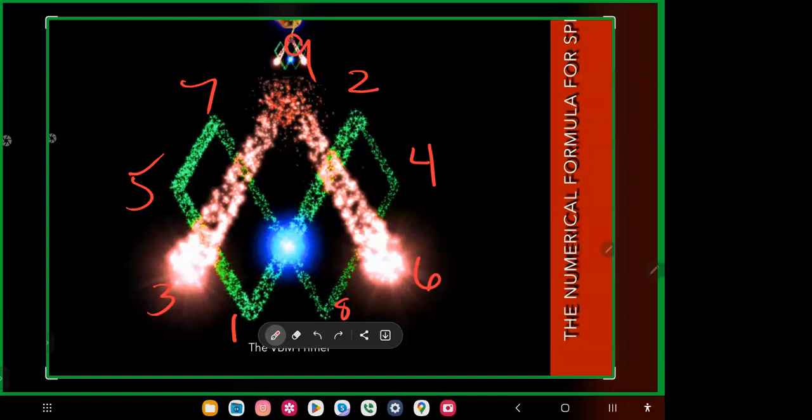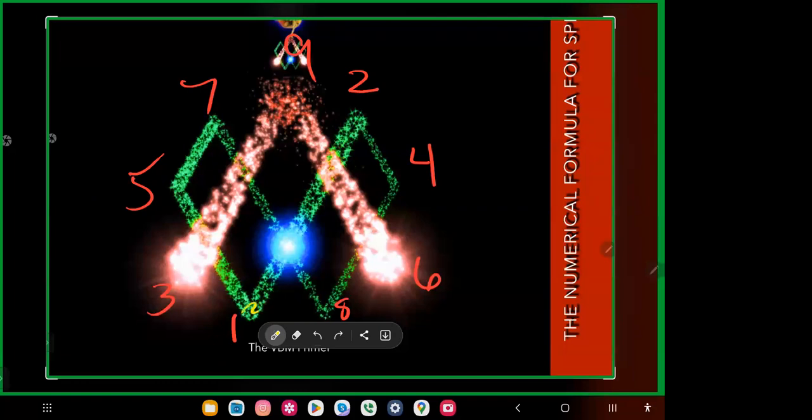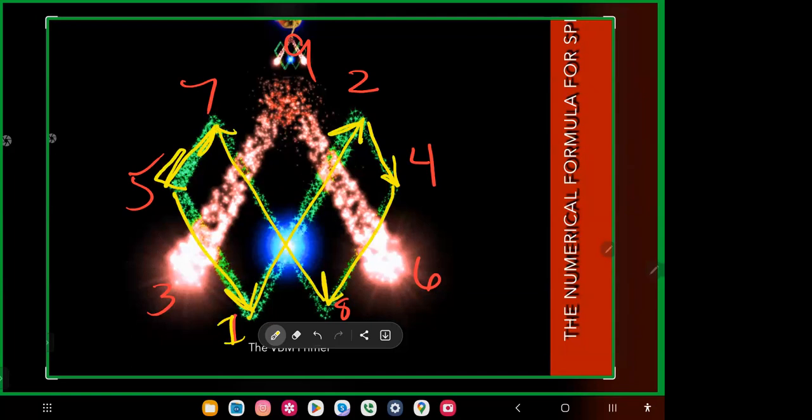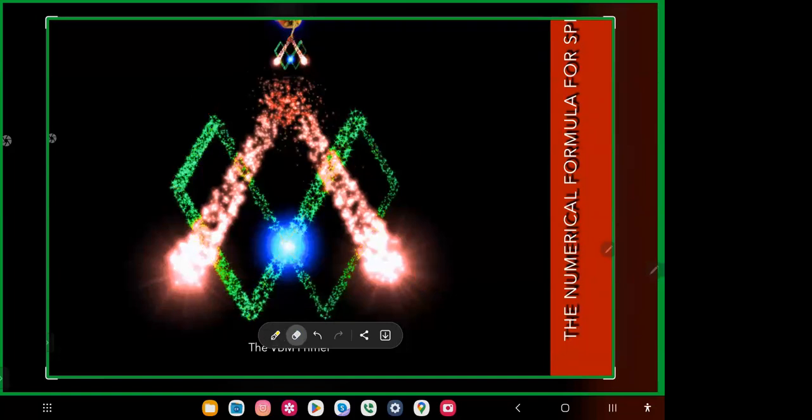And look again, here's the pattern. 1 goes to 2. 2 goes to 4. 4 goes to 8. 8 goes to 7. 7 goes to 5. 5 goes to 1. This infinity symbol is indestructible, not destroyable. We have the same infinity symbol, but starting from the table of 2, it has simply shifted. I'll give another example.